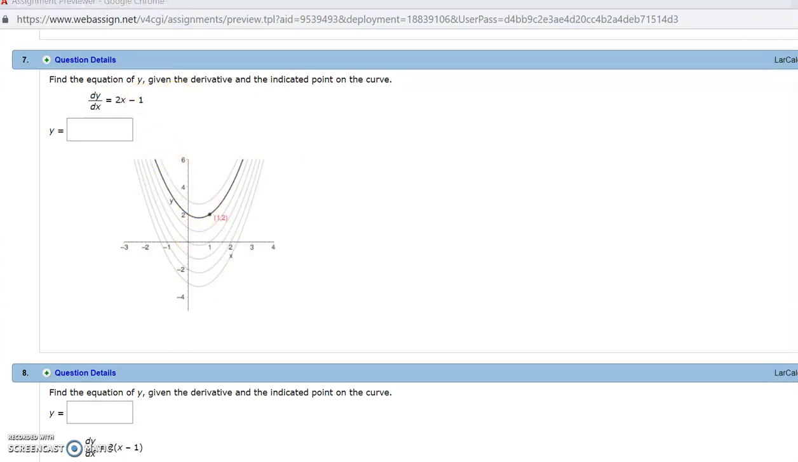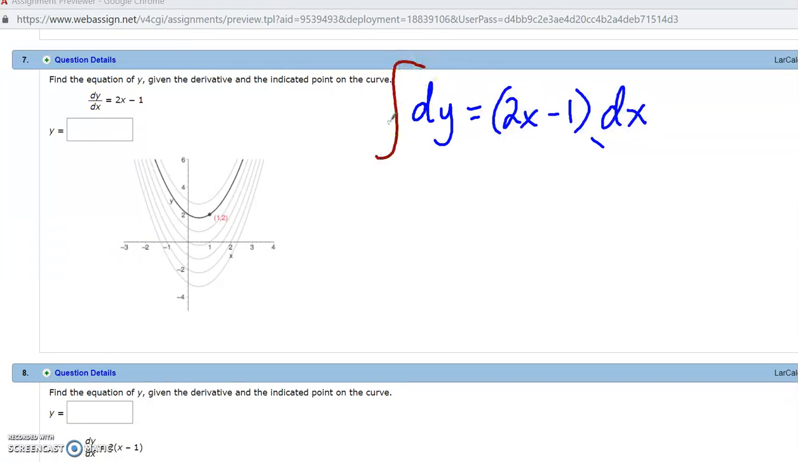So what we're going to do is just do the antiderivative. We're going to take our derivative and turn it into a differential, 2x minus 1 in parentheses dx. And then we're going to apply an integral to both sides. This side becomes y. This is x squared over 2, the 1 minus x, plus c.